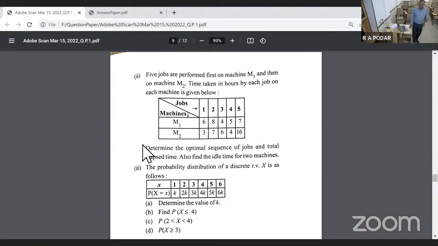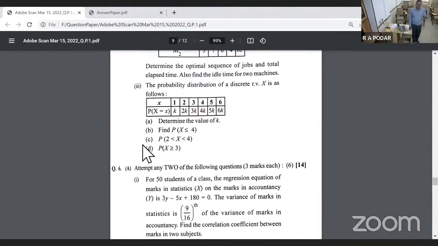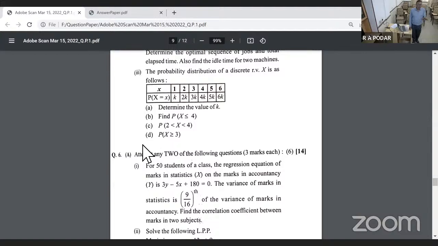So don't get confused. They have written Job 1, 2, 3, 4, 5, so you have to arrange them in the particular sequence and get the solution. No problem. The third question we see is about the probability distribution, about a discrete random variable. Data is given to you, a table is given, and you have to answer the questions A, B, C, D parts. All these questions we will see.